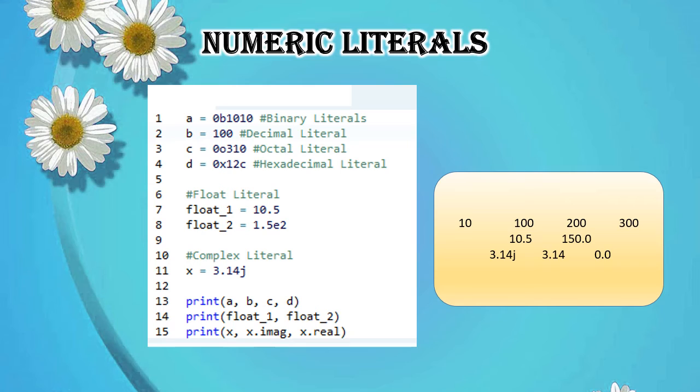And the float values are printed as well. Float 1 and float 2 will be printed. 1.5 times 10 to the power 2 is multiplied and printed as 150. And x is printed, and x.imag means the imaginary part alone is printed, 3.14. And x.real means the real part, here there is no real value, so 0 is printed.